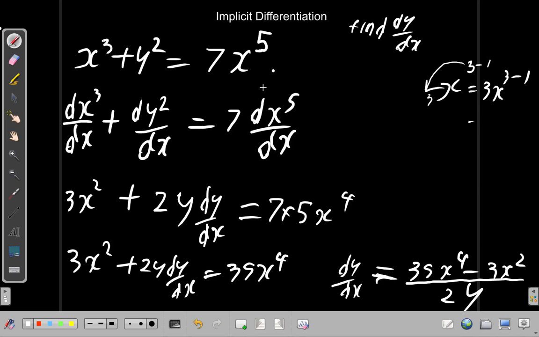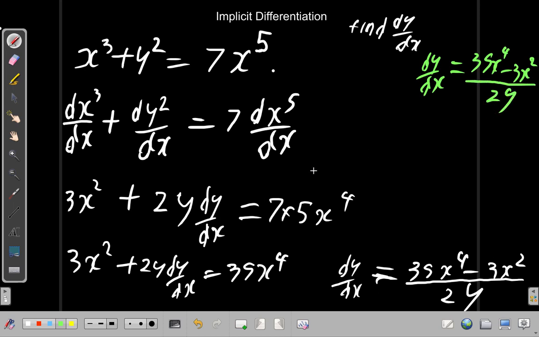All right, in our previous video, we differentiated this and we got, let me write it up here. Let me erase these things that I have and write it up here. What we got was that dy by dx is equal to 35x to the fourth minus 3x squared over 2y.